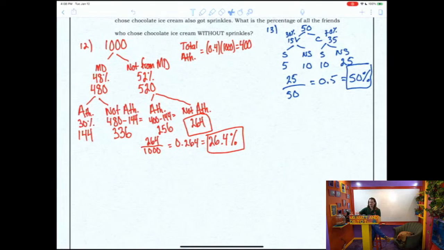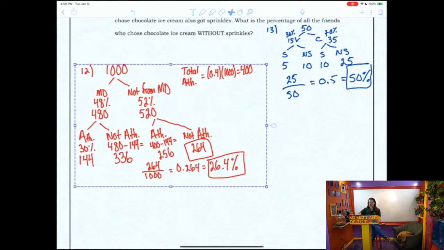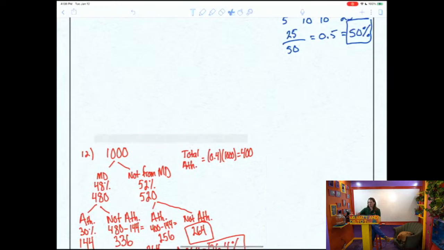Let me move that down here so that I can put in the other solution.